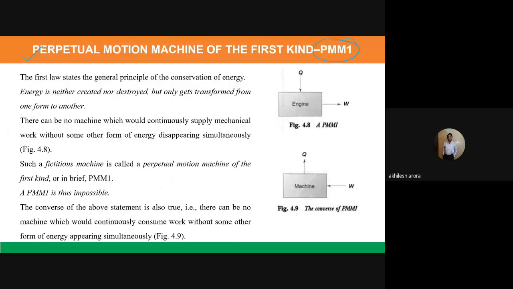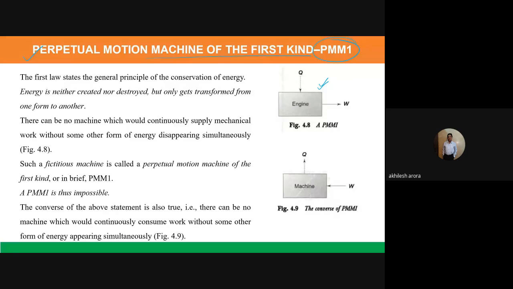Now let us talk about the perpetual motion machine of the first kind. What is this perpetual motion machine of the first kind? This is basically a corollary of the first law of thermodynamics, which you have studied in this chapter. What we are considering here is an engine, and all of you are familiar with the engine.